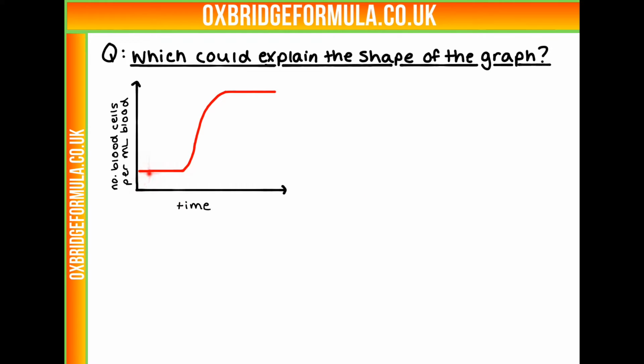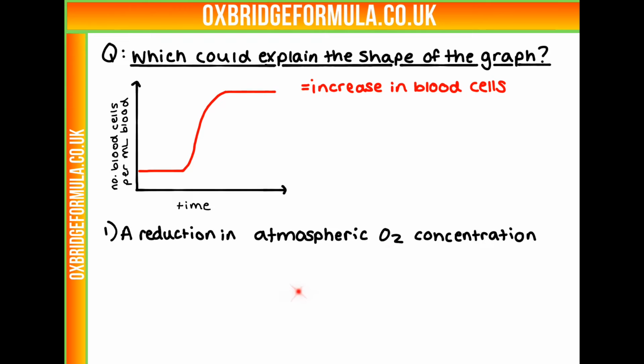We can see that the number of blood cells starts off pretty low and then something happens to cause a sharp increase to this plateau here. So we have a total increase in blood cells. Now let's look at our first statement to see if it could explain the graph.